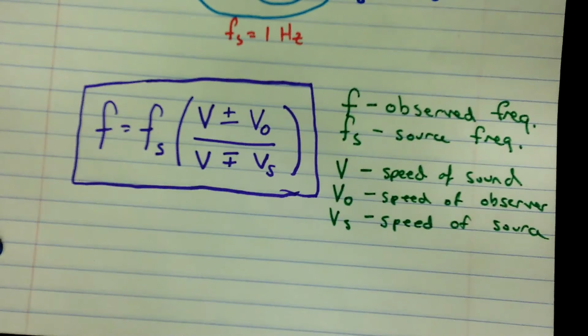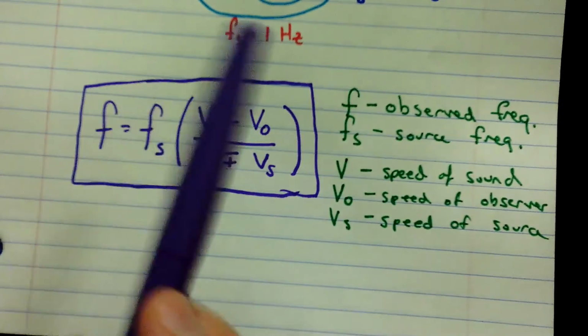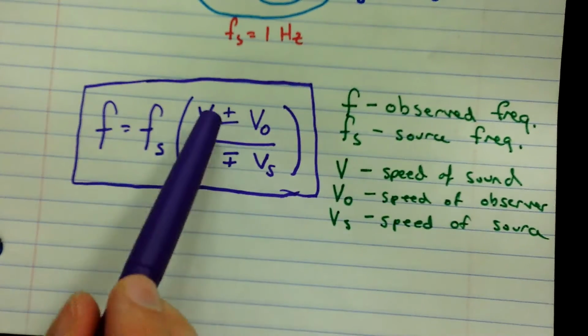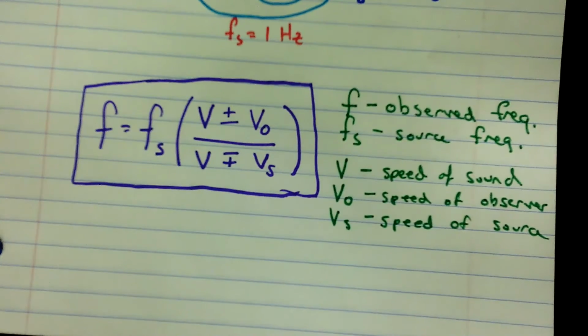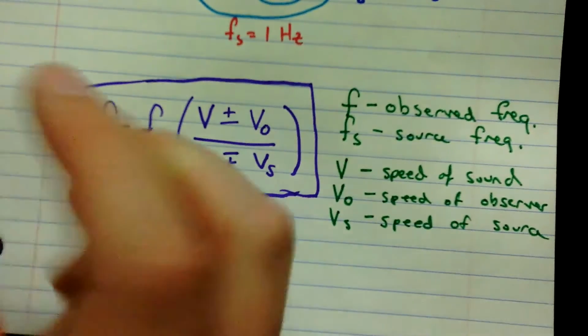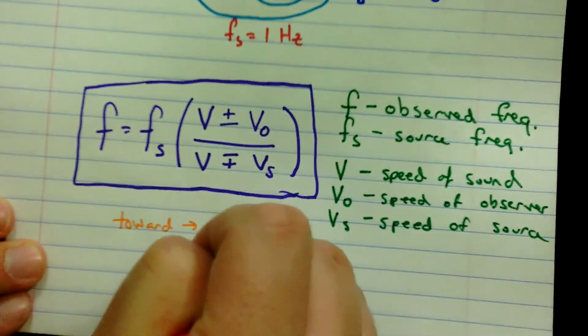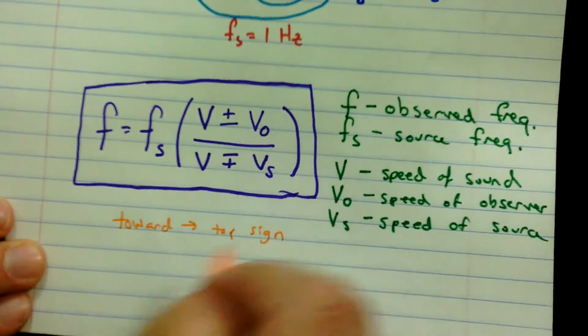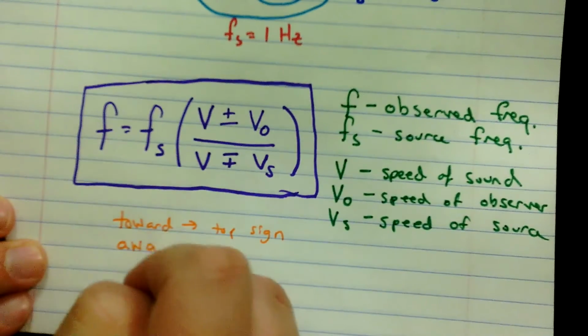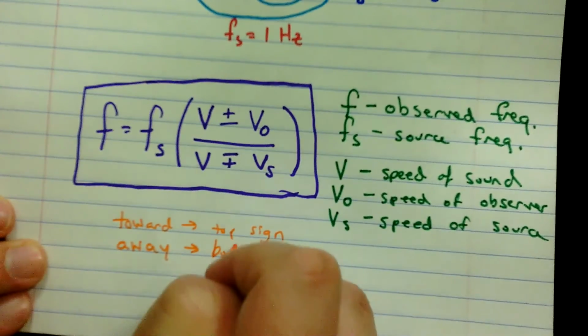And then as far as the plus and minuses go, there are sometimes where we're going to use plus, sometimes we're going to use minus. And here's what we're going to say about that. Whenever objects are traveling toward each other, you're going to use the top sign. Whenever objects are traveling away from each other, you're going to use the bottom sign.